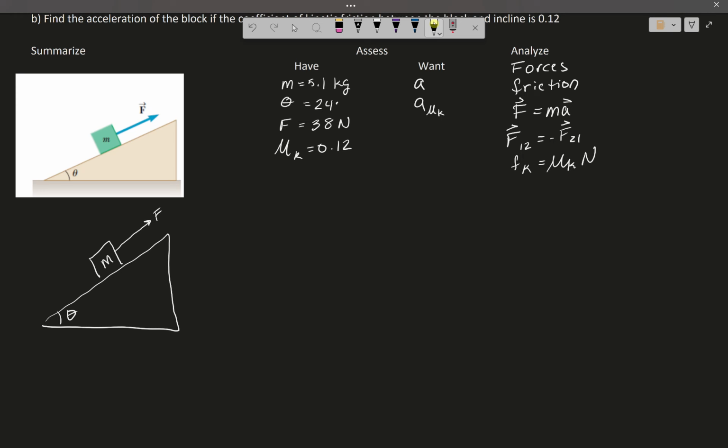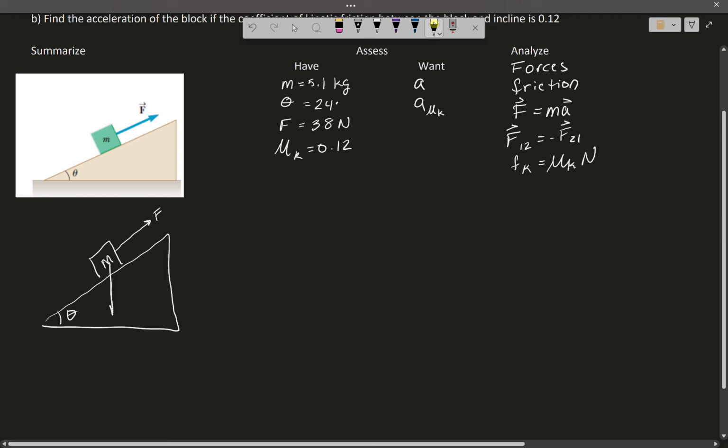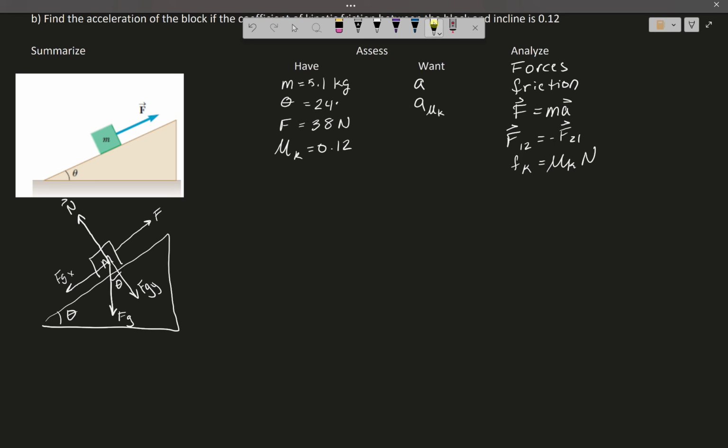So the next thing that I need to do in the situation where I have no friction is I need to draw out the forces that are acting on this block. So I know that I have my force of gravity and I have my normal force that is perpendicular to the surface. I then need to break my force of gravity down into my force of gravity in the y direction and my force of gravity in the x direction, noting that this angle is the same as the angle of the incline.